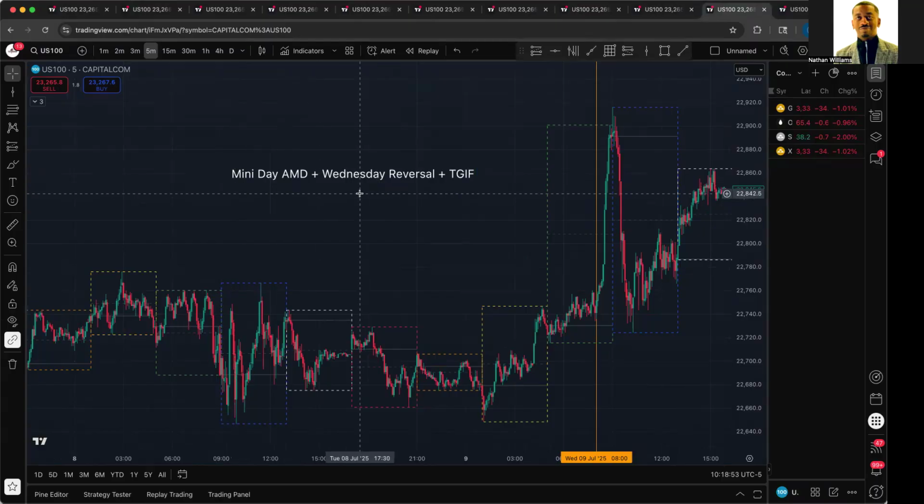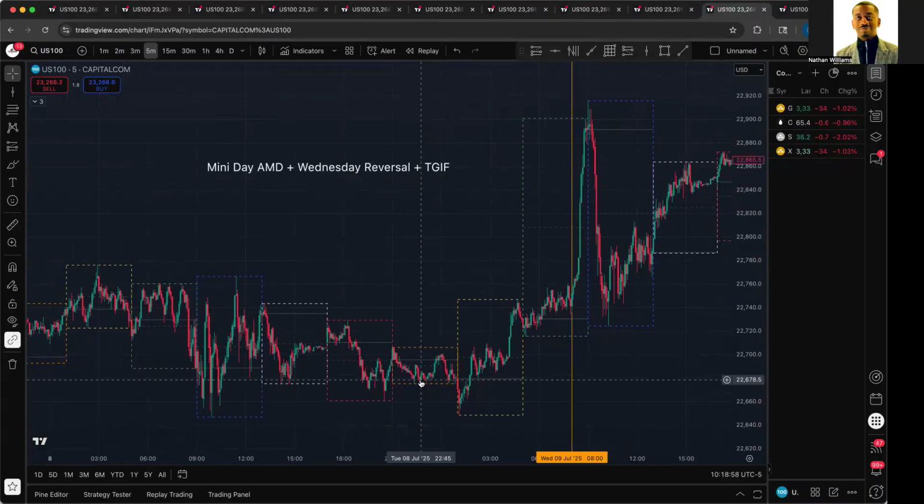Mini AMD plus Wednesday reversal plus thank God it's Friday. Look at that. Mini Tuesday traded inside of mini Monday's range. So that's our accumulation window. We got our manipulation. Not only did it take out the low of mini Tuesday, it also got the low of mini Monday. Depending on your entry model, you got your entry.